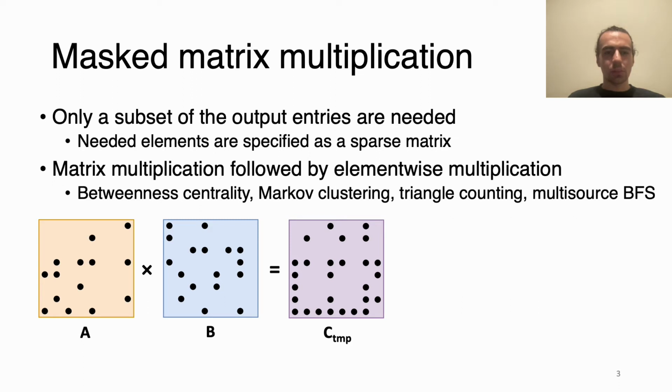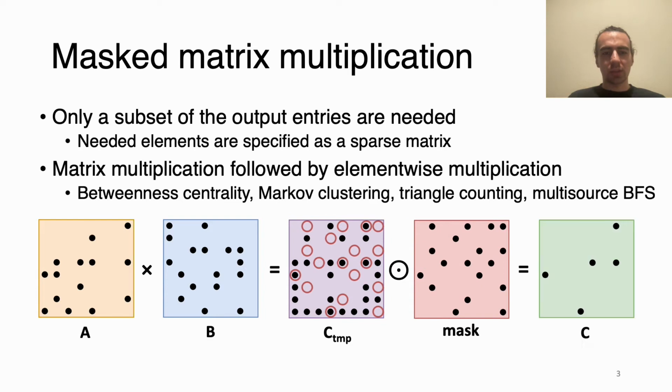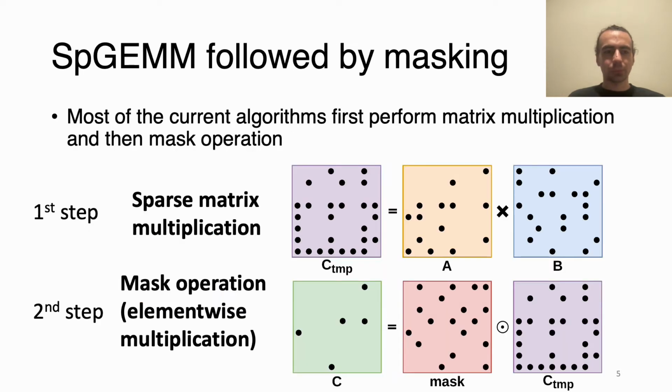So in this example, we multiply A and B to get temporary matrix C. Then we provide the needed elements using a separate matrix which we call mask, and perform element-wise multiplication to extract the needed elements. The operation of multiplying the temporary matrix and mask is also known as masking.